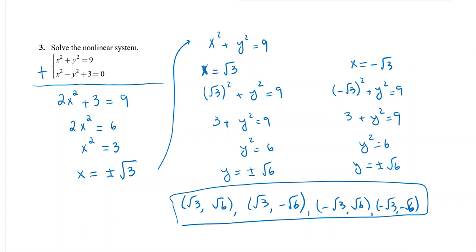If you were to graph this system, you already know that first equation is a circle centered at the origin with radius 3. The other equation is a hyperbola. We haven't talked about how to graph those yet, but you will, and then you'll see that in fact those two graphs will cross at 4 points.